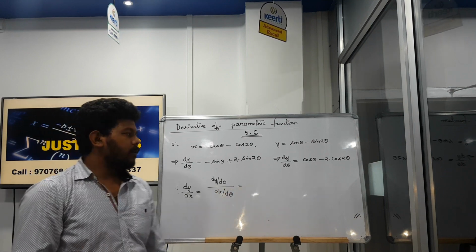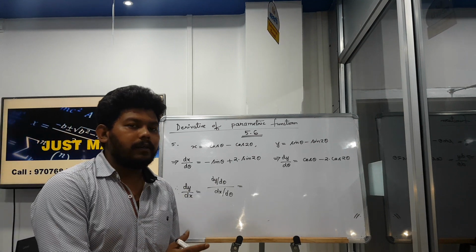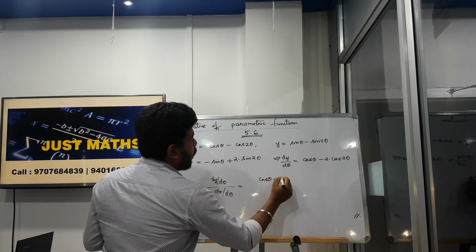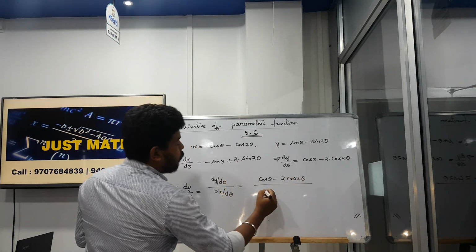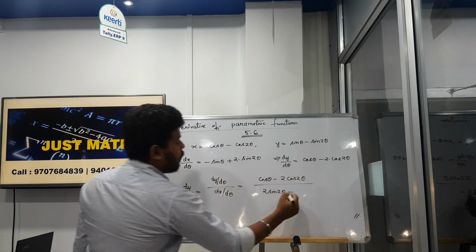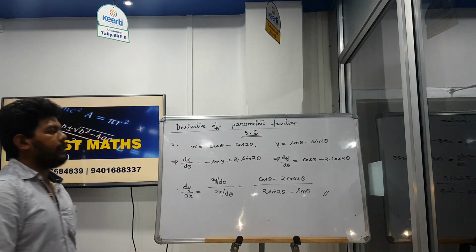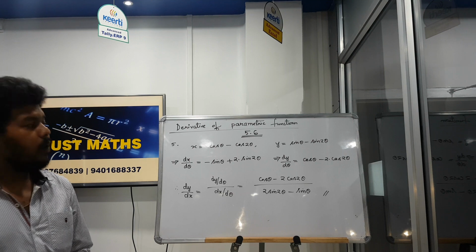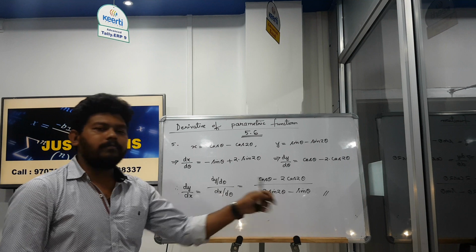Parametric form is very simple. You have to just understand the parameter. Therefore the answer will be cos theta minus twice cos twice theta divided by 2 sin twice theta, put their respective values, and minus sin theta. This is your value of dy by dx. Number 5. Now number 6. Note it down.